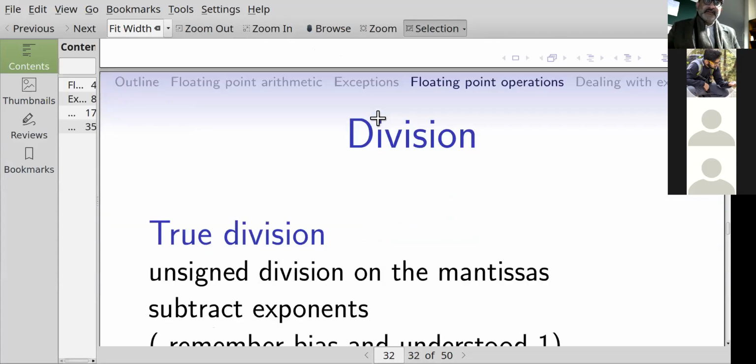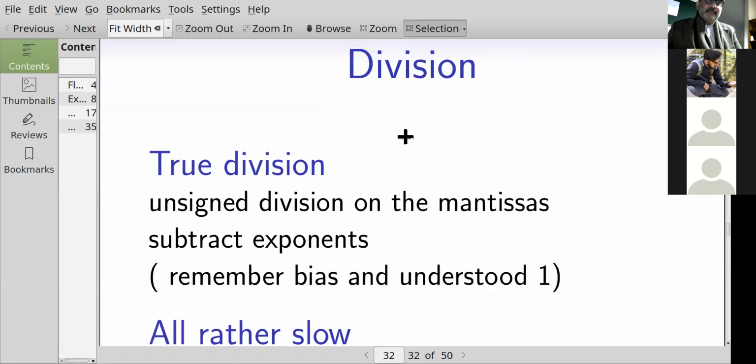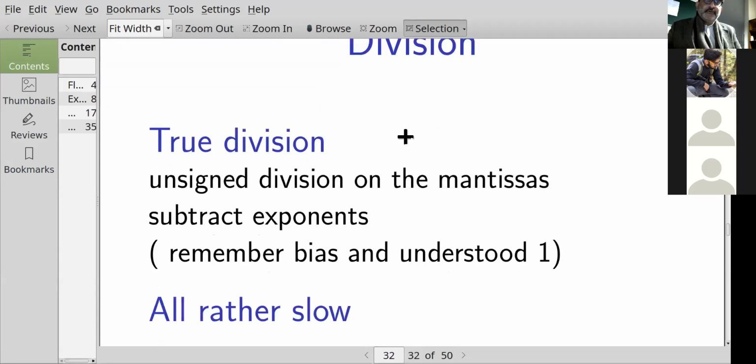So there's one choice which is called true division. You have unsigned division on the mantissas. You do actual binary division and subtract the exponents. And in all of this, if we're using the IEEE 64-bit standard, then you have to remember about the bias, and you have to remember about the understood one in the mantissa. Turns out that true division is rather slow.